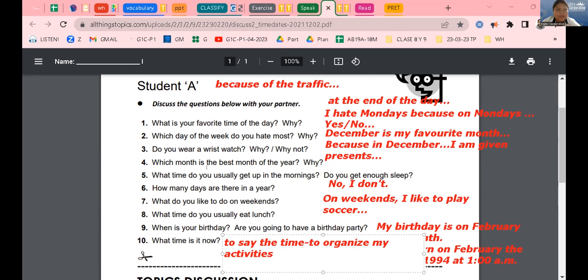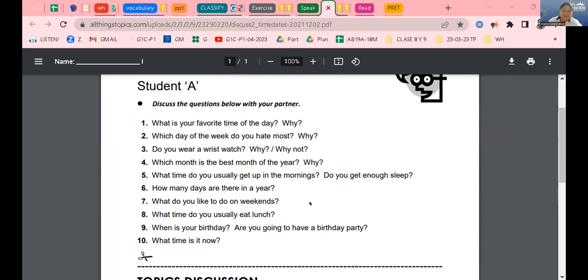Okay, what time do you usually get up in the mornings, Carmen? Question 5. What time do you usually get up in the mornings? At 5 o'clock. And do you get enough sleep? ¿Duerme lo suficiente? So-so. Not really. Okay. Well, we need to sleep at least 8 hours, right? So let's continue with our next question.